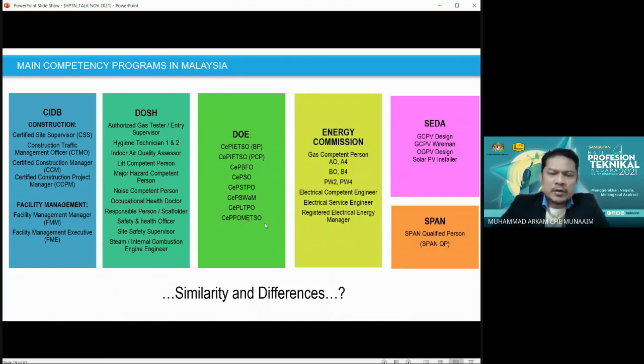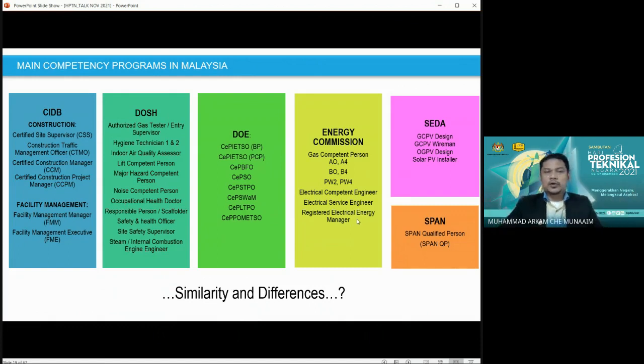So we can see DOE also has its own competent persons regulated under its own act, trained, assessed, accredited, and registration maintained by the DOE under its own acts. The Energy Commission has a long history. We have gas competent persons AO, A4, BO, B4, PW2, PW4, electrical competent engineer, service engineer, as well as the registered electrical energy manager of the Energy Commission.